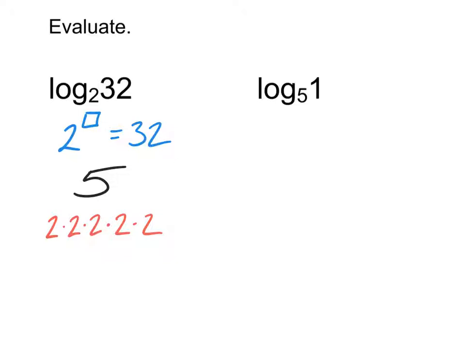And we can do the same thing for our other logarithm here too. Log base 5 of 1 means 5 to the power of what equals 1? Well, anything to the power of 0 equals 1. So in this case, it must also be a 0. And yes, that is a rule that you should know. Anything to the power of 0 equals 1. Make note of it if you don't already know that off the top of your head.